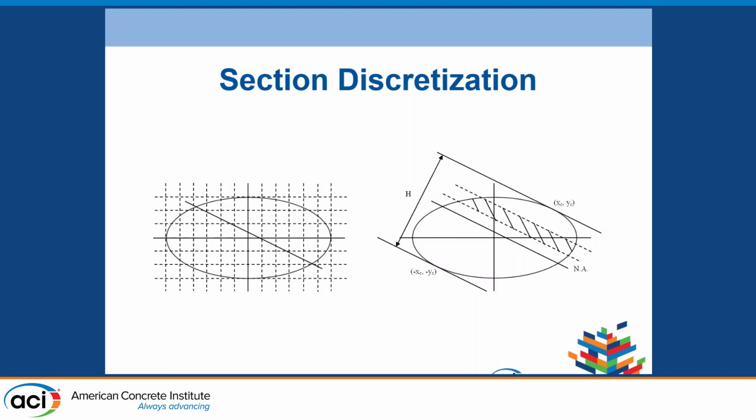So this way we only need to find the effective height, and that would be the distance between the two tangents to the ellipse that are parallel to the neutral axis. And then using this height, by dividing it by the number of desired elements or layers, we can get the thickness of each layer, and then we can work our way from there.